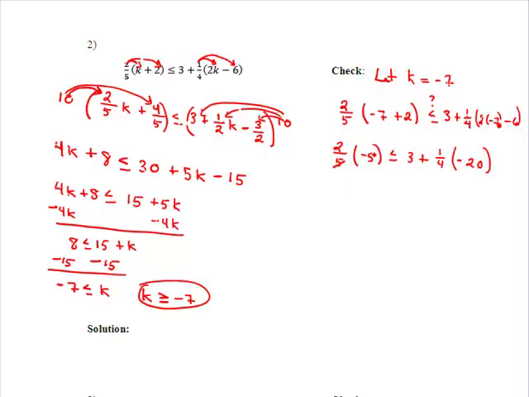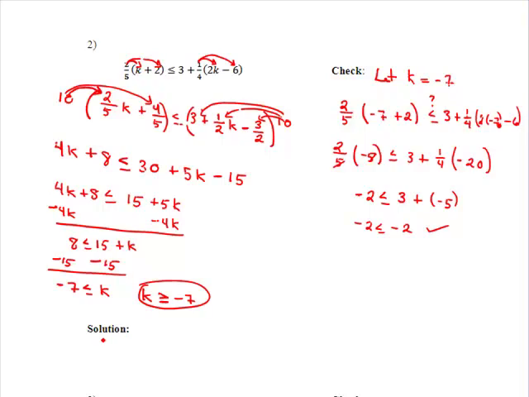Here, my 5's will cancel. I'll get 2 times a negative 1, so I get a negative 2, less than or equal to 3 plus 1/4 times negative 20. Okay, the 4 will cancel, so I'm left with the negative 5. So I have negative 2 is less than or equal to negative 2. Is that true? Sure. It's not less than, but it is equal to. Okay. So k equals negative 7 checks. Okay, and again, you can choose more than one value to verify your inequalities.